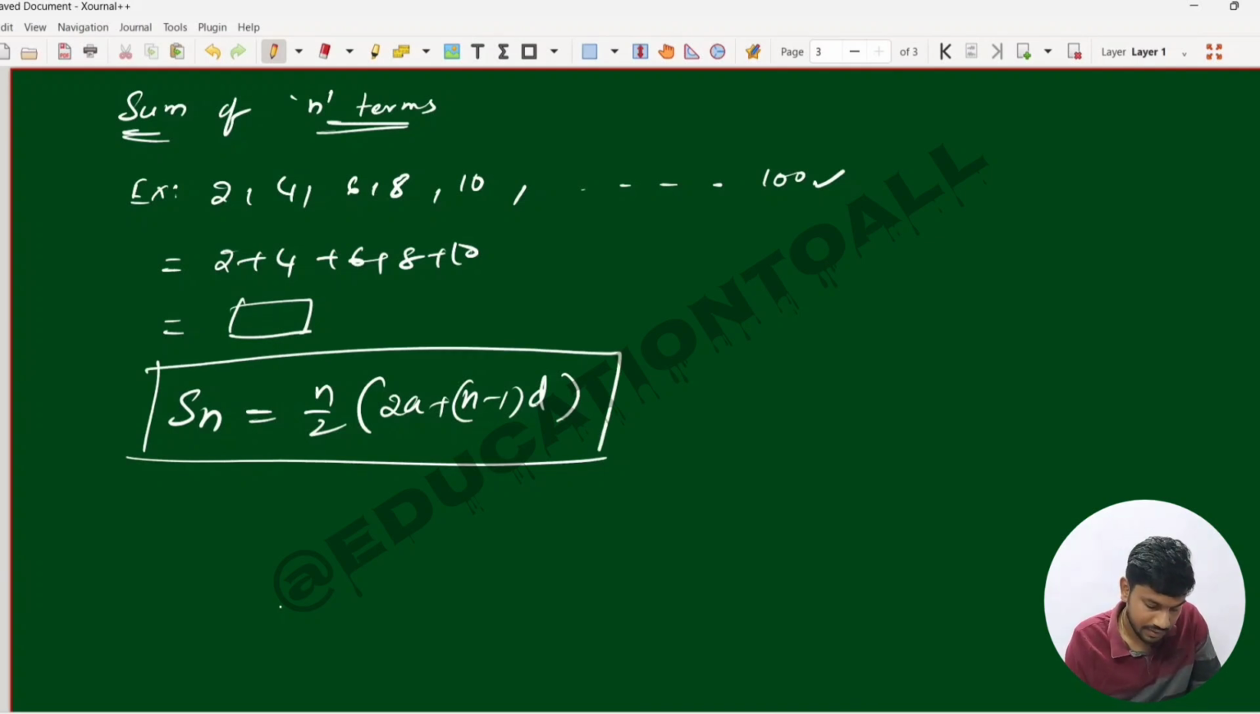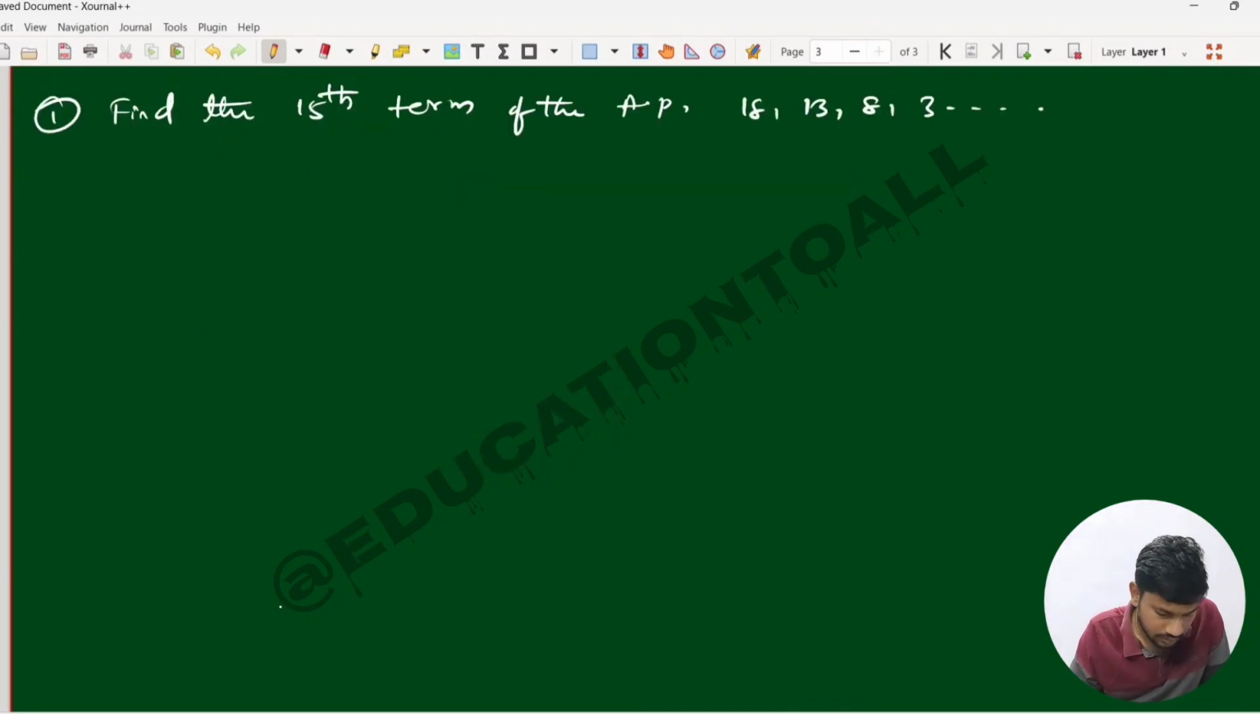Sn is the sum of the numbers, n means a number, a means first term, d is common difference, and n is equal to the number of terms. This is the formula to be used for finding a sum of the numbers. Let us solve an example question.